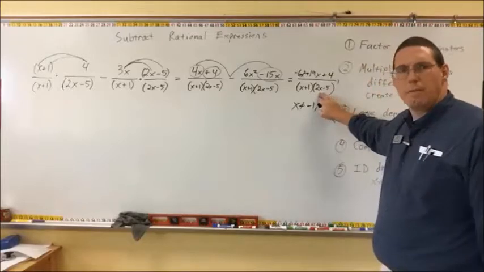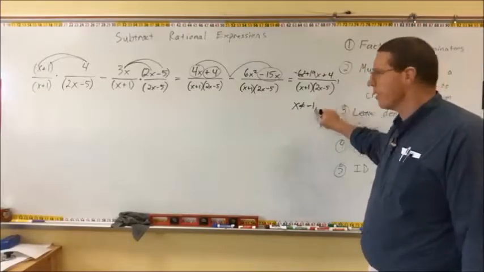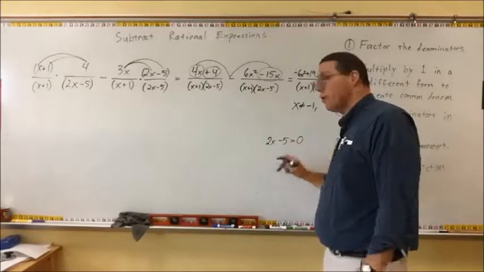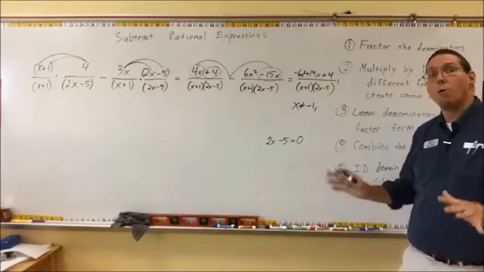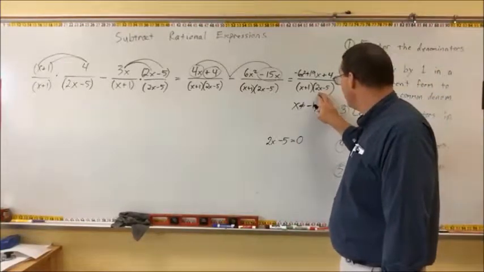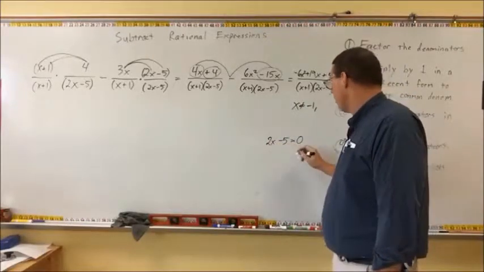What about this 2x minus 5? That one's not as easy to notice. You know what I'm going to do for that one? I'm going to bring it over somewhere, 2x minus 5, and set it equal to 0 and find out what will make it equal 0. So I take my binomial factor from the denominator, I set it equal to 0 and solve.